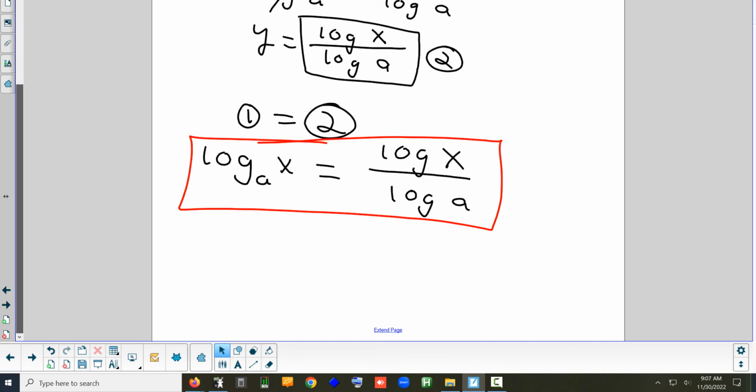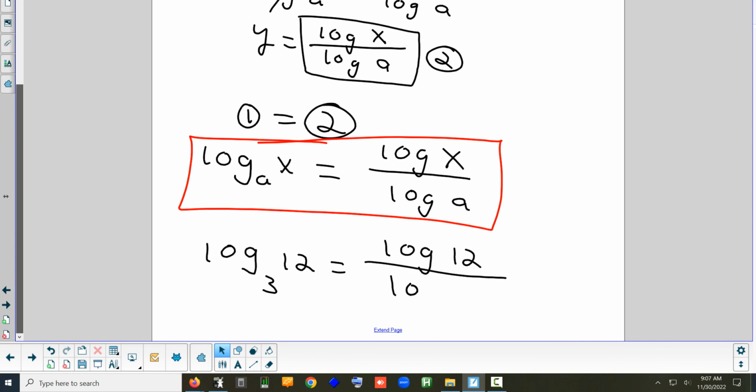So let me put some numbers in and see if you could tell me how to do it. Let's say I wanted to know log base 3 of 12. How do you think I would rewrite that so I can type it in on my calculator? Yeah? Log 12 divided by log of 3. Yes. You take the log of 12 and you divide by the log of 3.